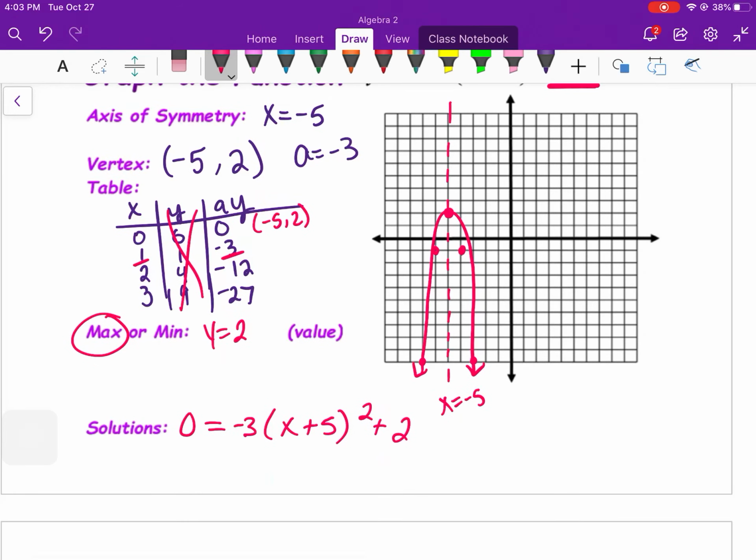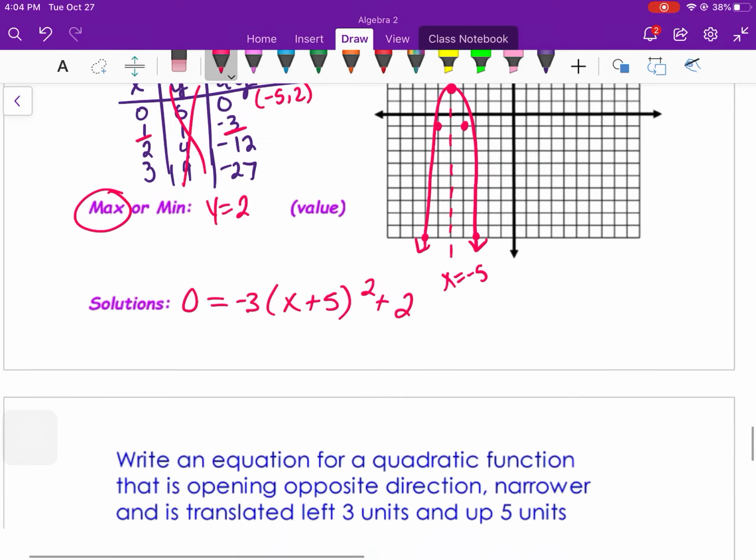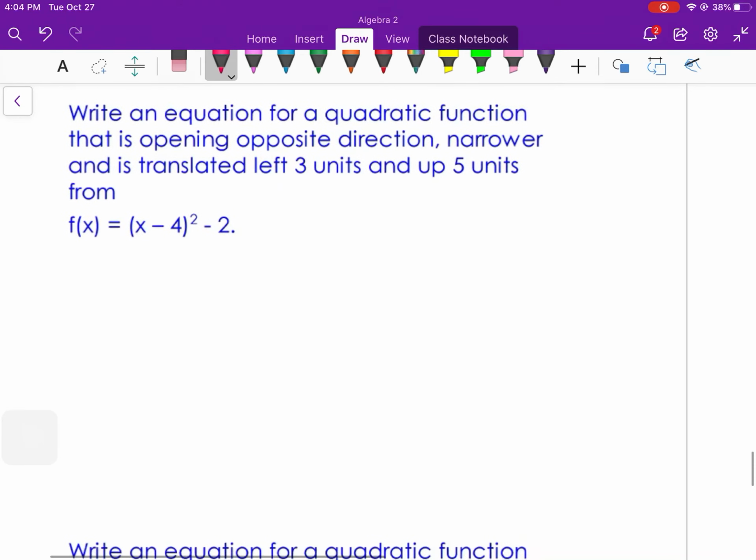What else is it going to ask you? Oh, the transformations. So it was shifted to the left 5 and up 2. The a is -3, so it was a vertical stretch, which means it is more narrow, and it opens in the opposite direction as the parent function, or it opens down.